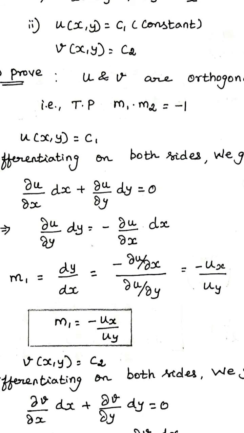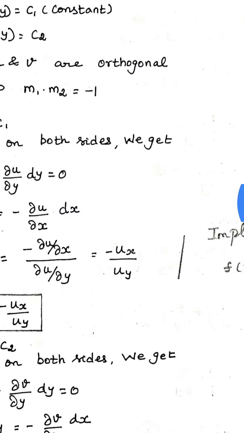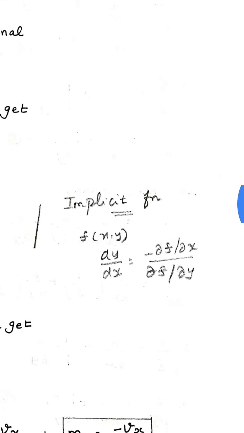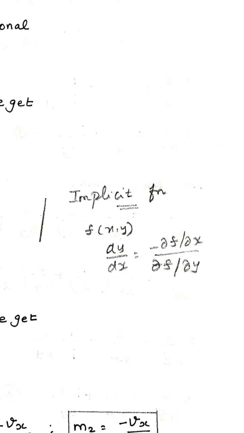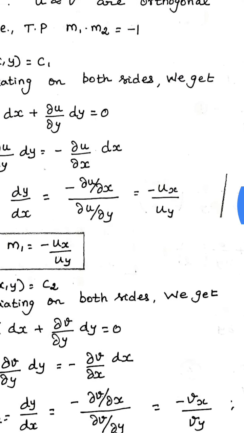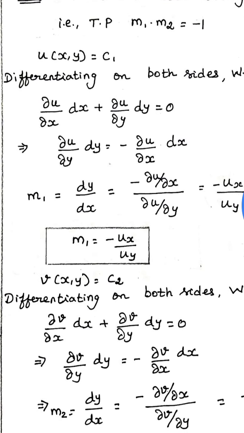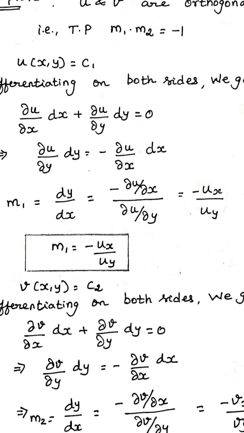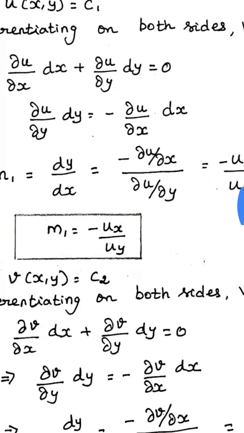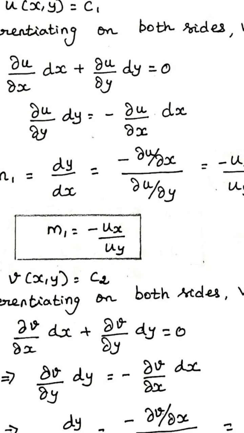Either you can go in this way, or in the last semester you studied one formula for implicit functions. If f is an implicit function, then how to find dy/dx? It is nothing but -(∂f/∂x)/(∂f/∂y). Here the function is u, so you can directly write -ux/uy. So now m1 is equal to -ux/uy.